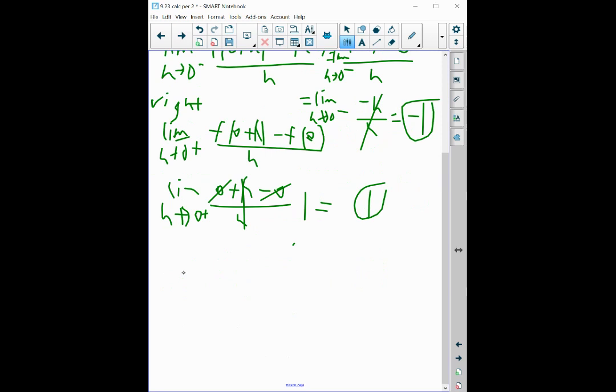So the left derivative doesn't equal the right derivative. Okay, and that's how you would prove if the derivative exists or not.